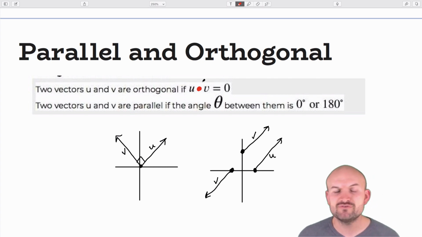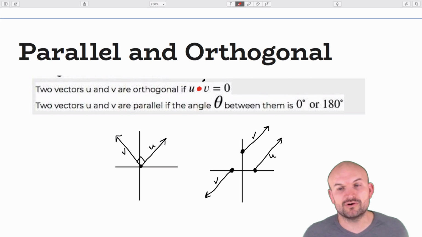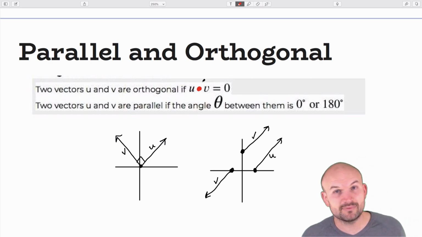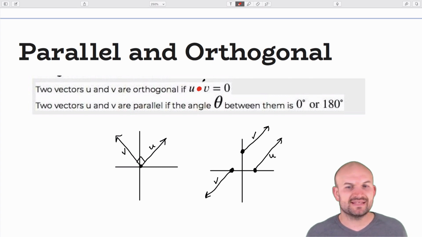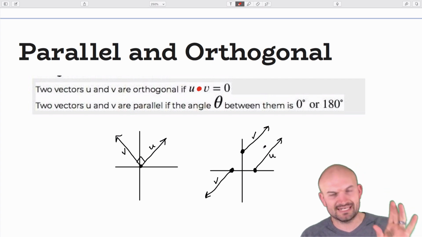Now, if the two vectors are parallel, then the angle between them is either going to be 0 or 180 degrees. So if the angle is 0, now again, these are just vectors that are not in component form. Obviously, if they're in component form, they'd be right on top of each other. But if u and v have 0 degrees between them, then it's obviously the exact same vector. They're pointing in the exact same direction.